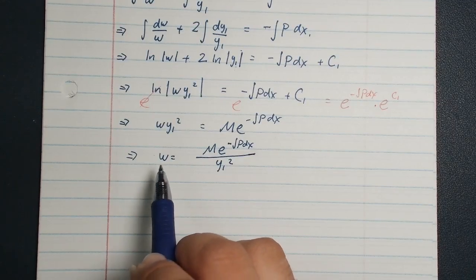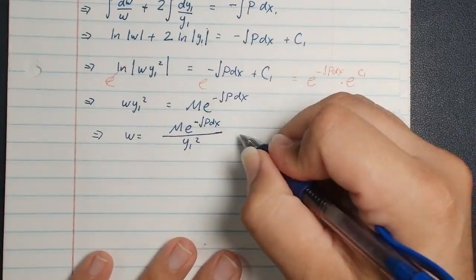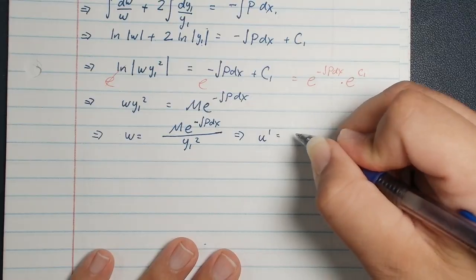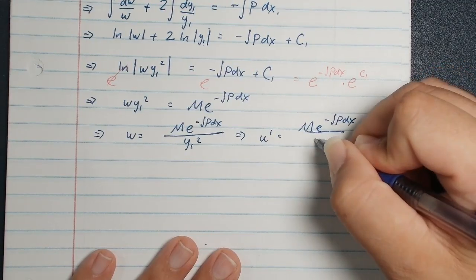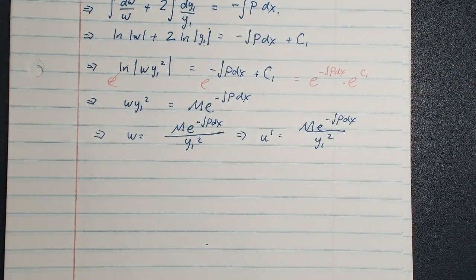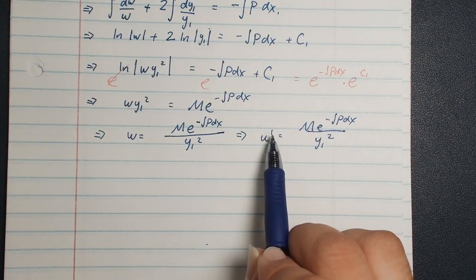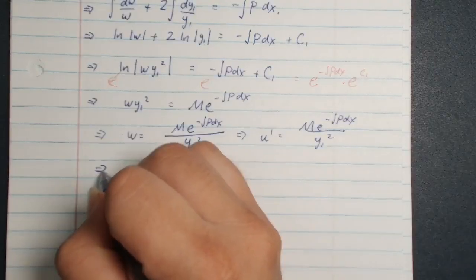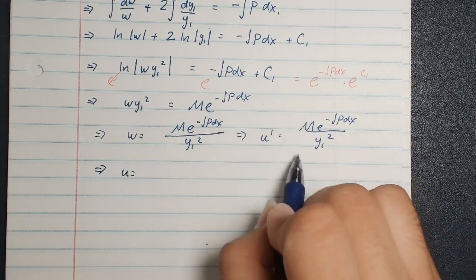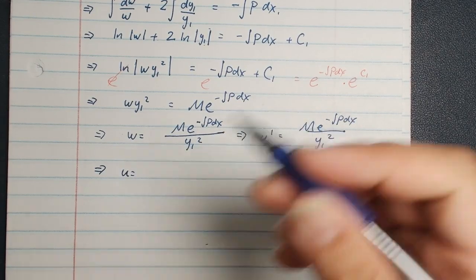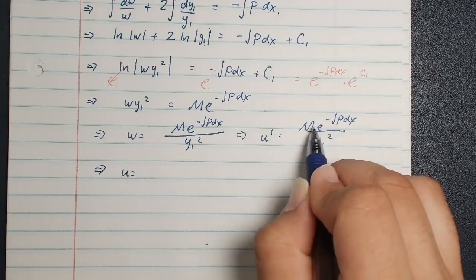Keeping in mind that w is in fact u prime. Here I can replace that with u prime equals m e to the minus integral p dx over y1 squared, like that. And so to get the u that I was looking for at the beginning, I need to get rid of the derivative, and the only way to get rid of a derivative is with an antiderivative. So here the u that I'm looking for is going to be the antiderivative of this. Notice this is the antiderivative of something that involves an antiderivative, so we're going to have that happen twice. Here m is just a constant. We don't know what it is, but it's a constant. We can pull it out.